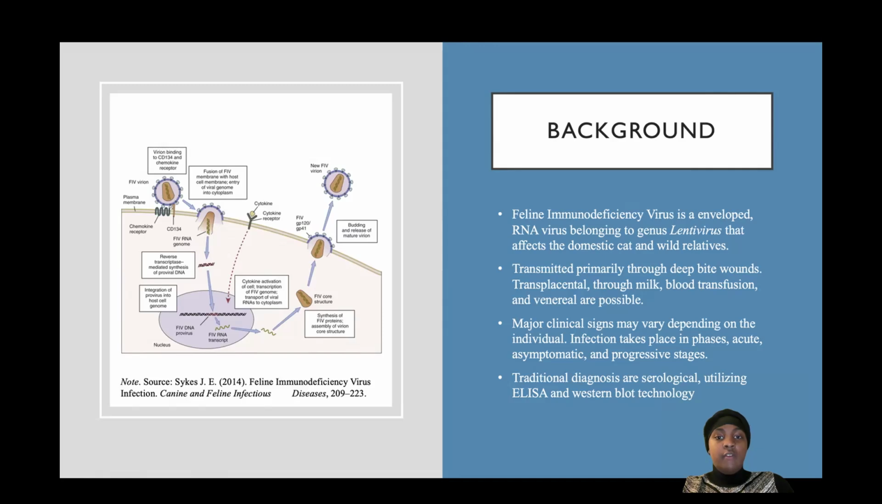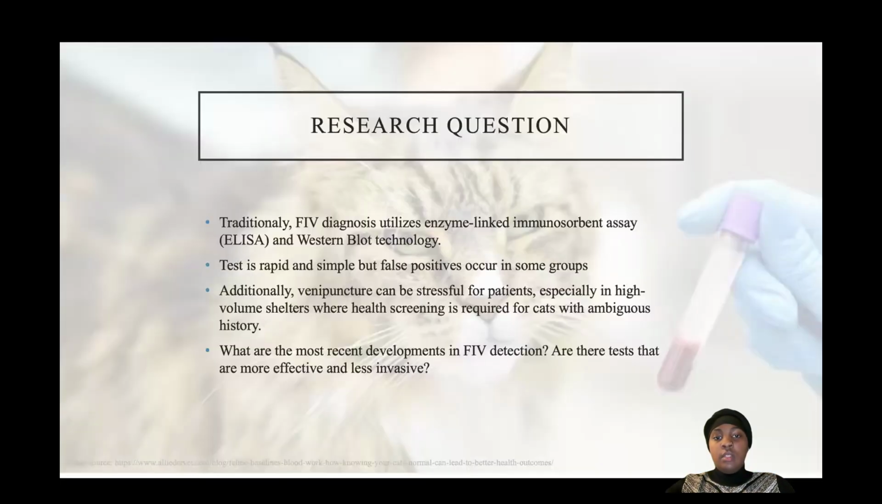Traditionally, diagnosing FIV involves the use of ELISA and Western blot tests that detect antibodies against the virus in blood samples. Although ELISA and Western blot tests are rapid and simple, false positives do occur in some groups of cats that aren't necessarily carrying the virus. For example, kittens that carry antibodies to the virus from nursing on an FIV positive mom, or cats that have received a vaccine against FIV.